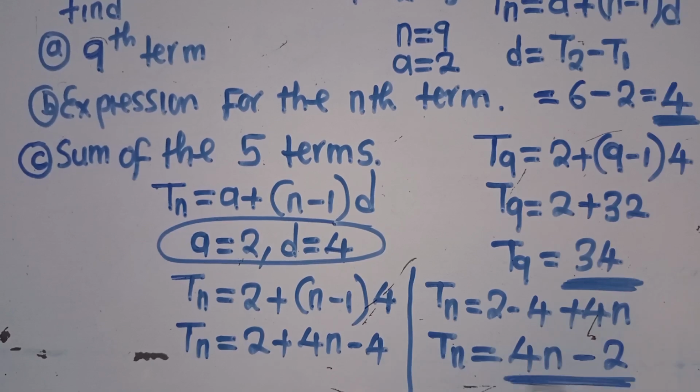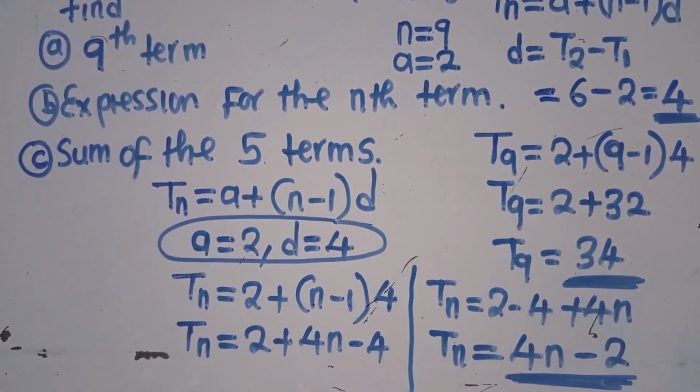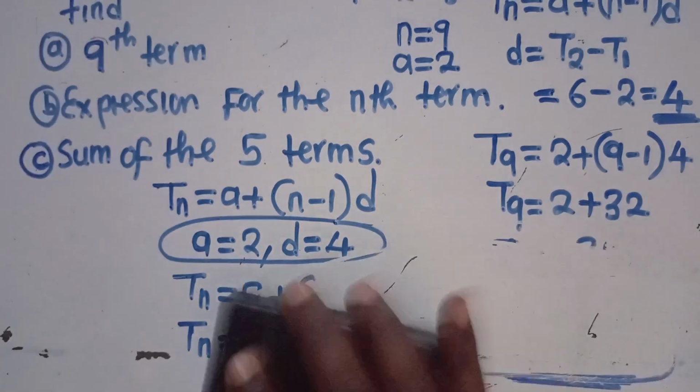So meaning that this is the answer that we are supposed to get. So this is the answer for the what? Expression for the nth term. This is your answer. This is what you are supposed to do. These are things that you need to know. These are some of the things that you are supposed to understand as a student. We move on to our last question.